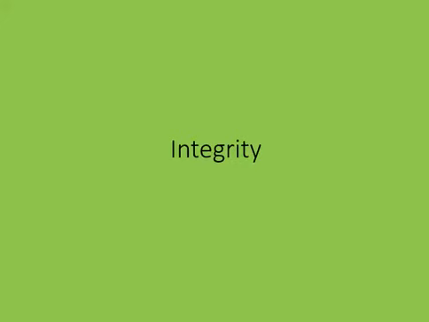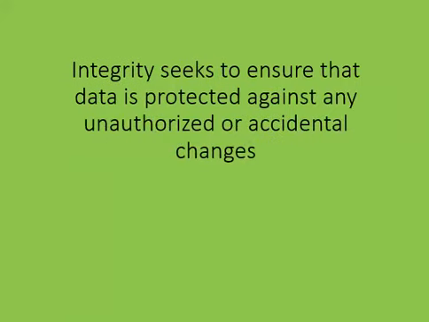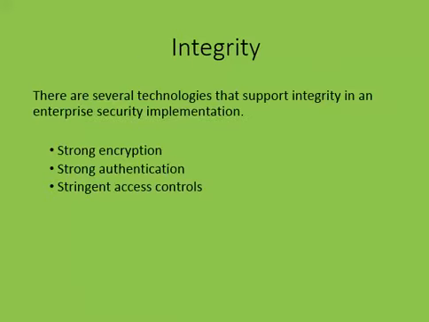Integrity is the second of the core security principles. Integrity is defined as the consistency, the accuracy, and the validity of data or information. Integrity seeks to ensure that data is protected against any unauthorized or accidental changes. There are several technologies that can help us to provide integrity. Again, like confidentiality, they are strong encryption, strong authentication, and stringent access controls.